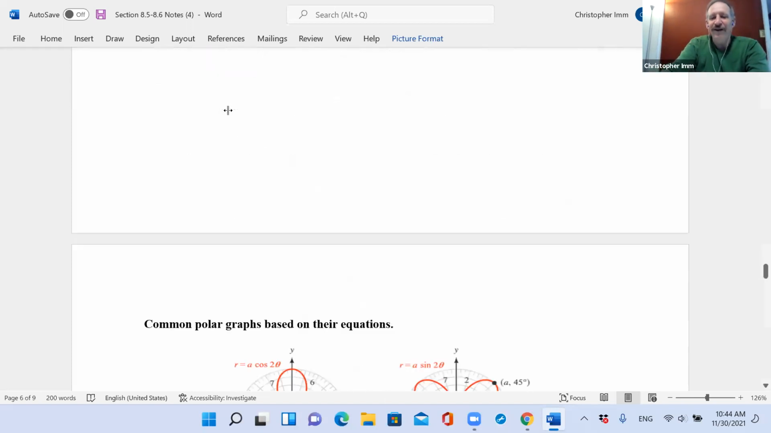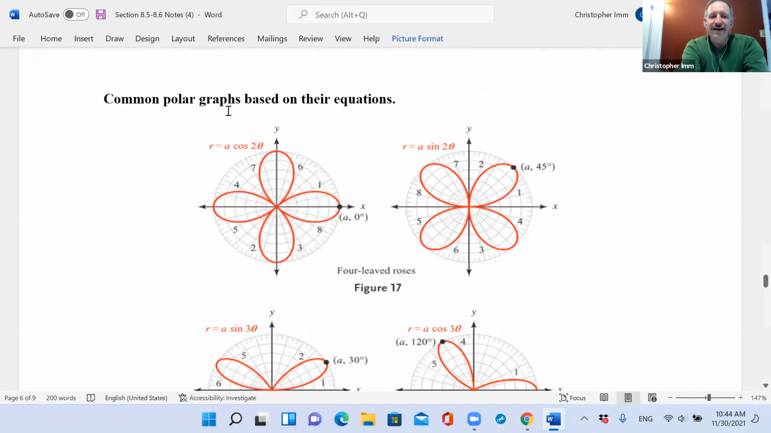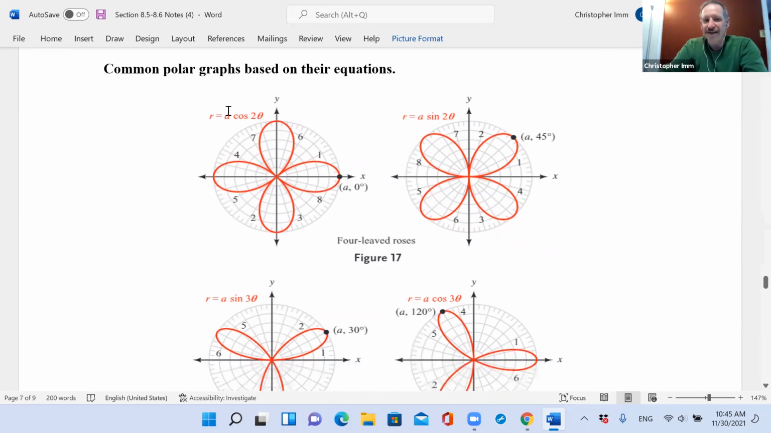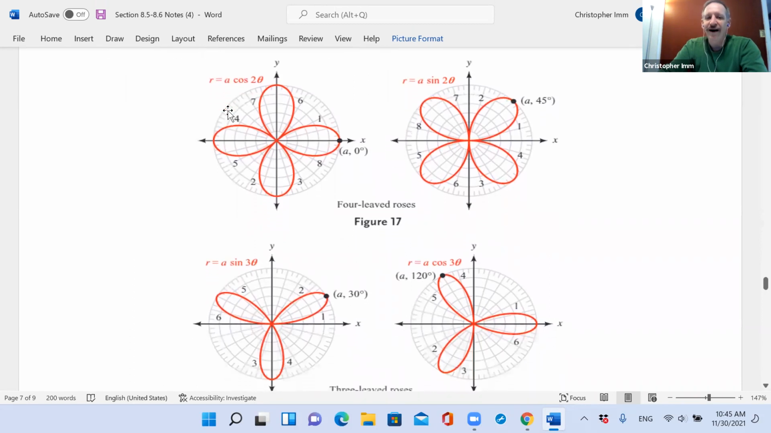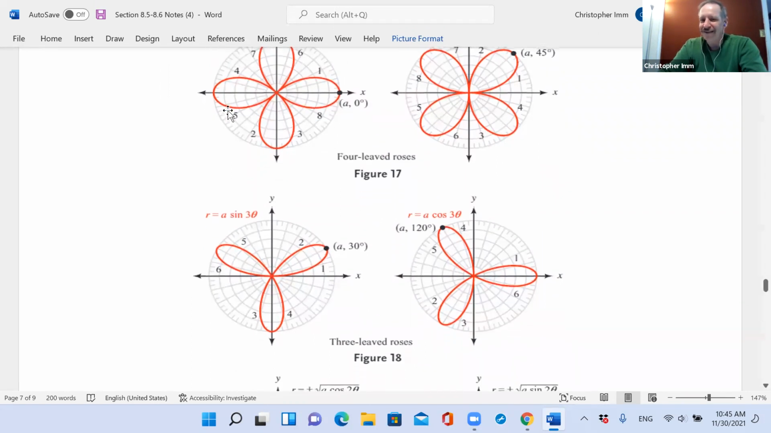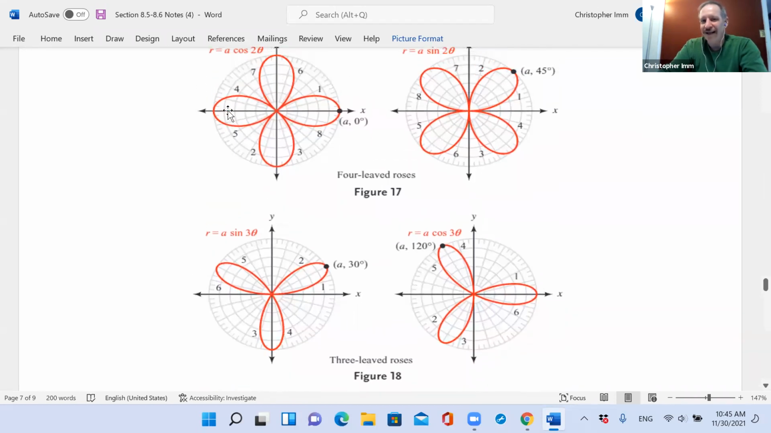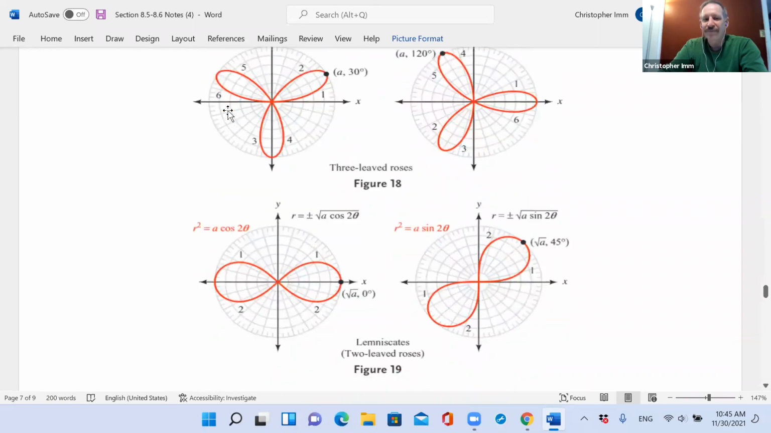So this is how we classify graphs, and this will be it for the class. When you have cosine or sine of 2 theta, you get double the amount of petals. And you can see that the sine is rotated and the cosine's not. When you put in an odd angle, you get exactly that many petals. So that's interesting with these polar graphs. If I put in an odd number, I get exactly that many. If I put in an even number, I get double.